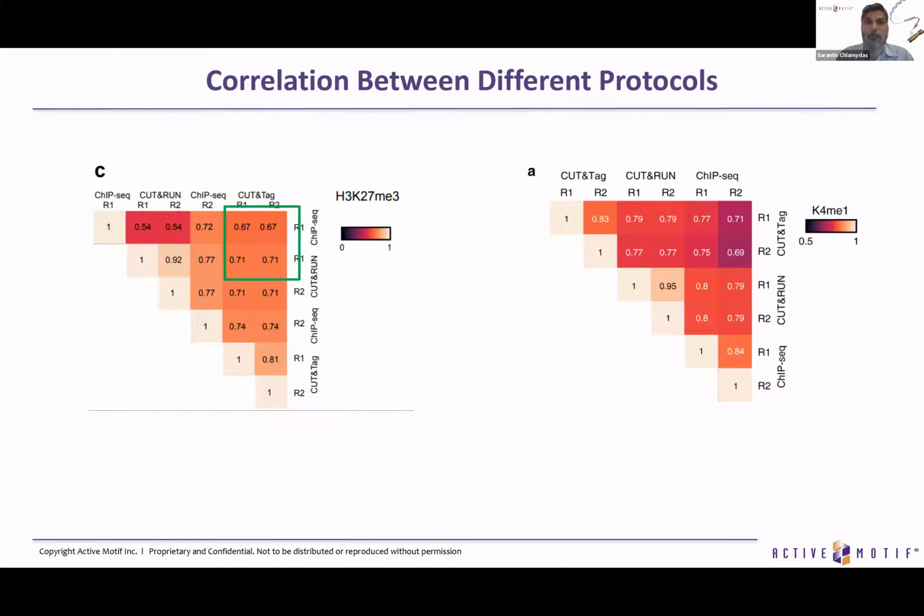Here are some examples that came originally from the paper of Henikoff's lab. You can see really nice correlation with both closed chromatin marks, H3K27 tri-methylation, and open chromatin marks, H3K4 mono-methylation. Really nice ChIP-seq and CUT&Tag correlation for both of these marks.